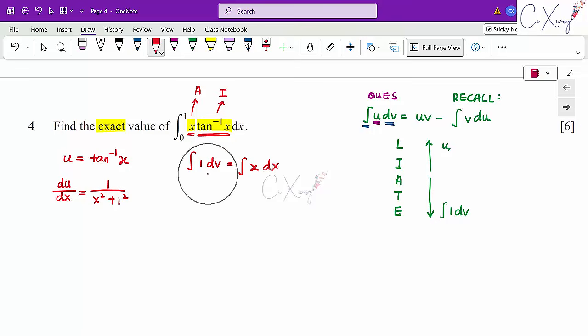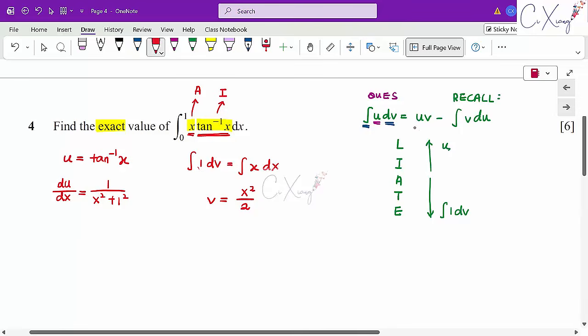Okay, then for the integration part here, integrate 1 dv, you get v. Integrate x dx, you'll be having x squared over 2. I didn't put plus c here because I just want to put all the plus c at one side at the last step after I complete everything in integration. Okay? Alright, so I'm having this and that. Then we can follow this formula to get the integration answer.